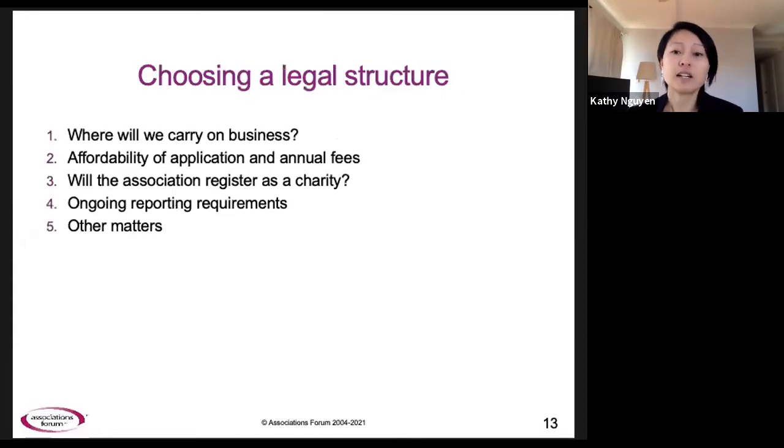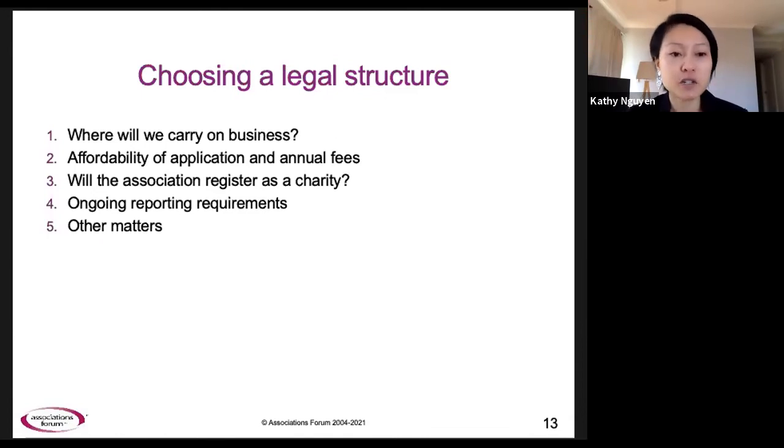Now, how to choose a legal structure? Okay, so these are some of the questions to be considered when choosing the most appropriate legal structure. The first is, where will we carry on business? So as I mentioned, incorporated associations can only technically carry on business in the state that they're registered in.